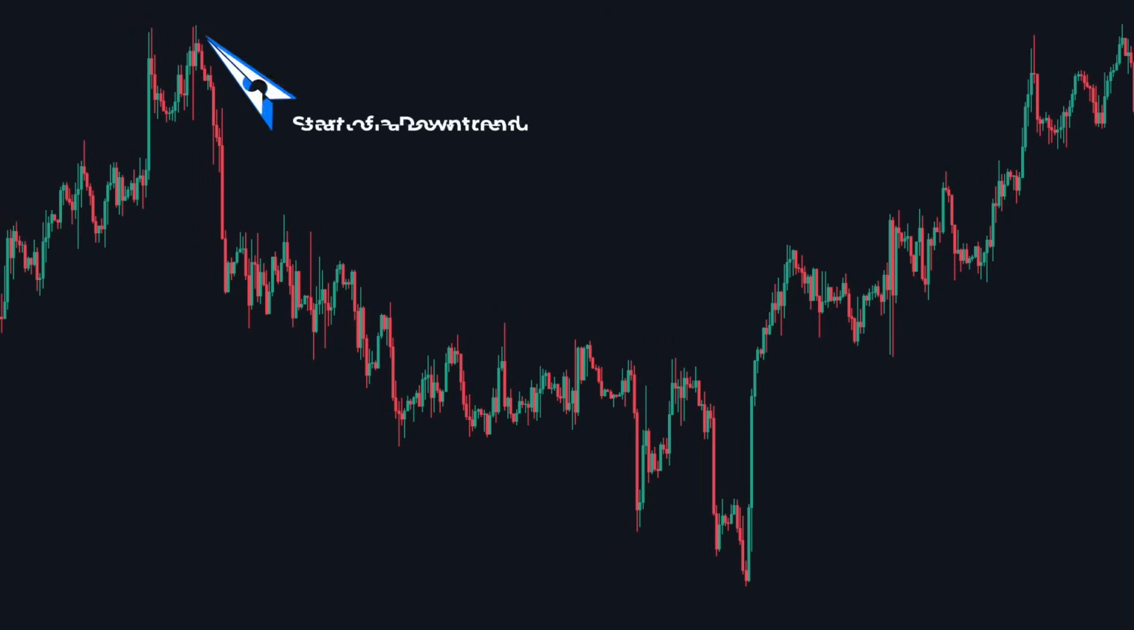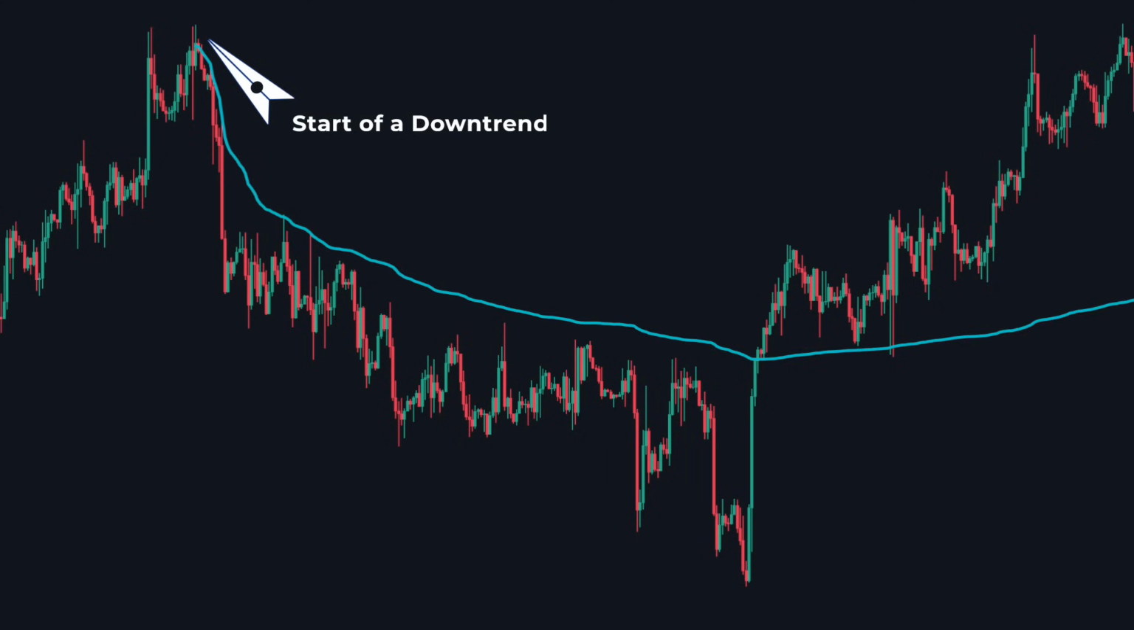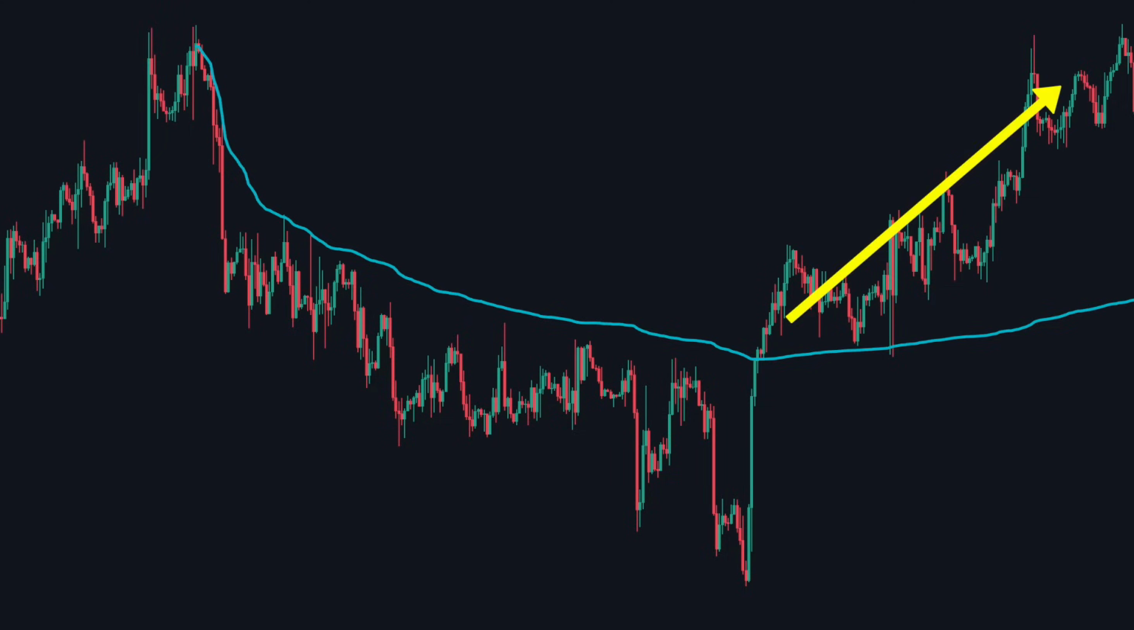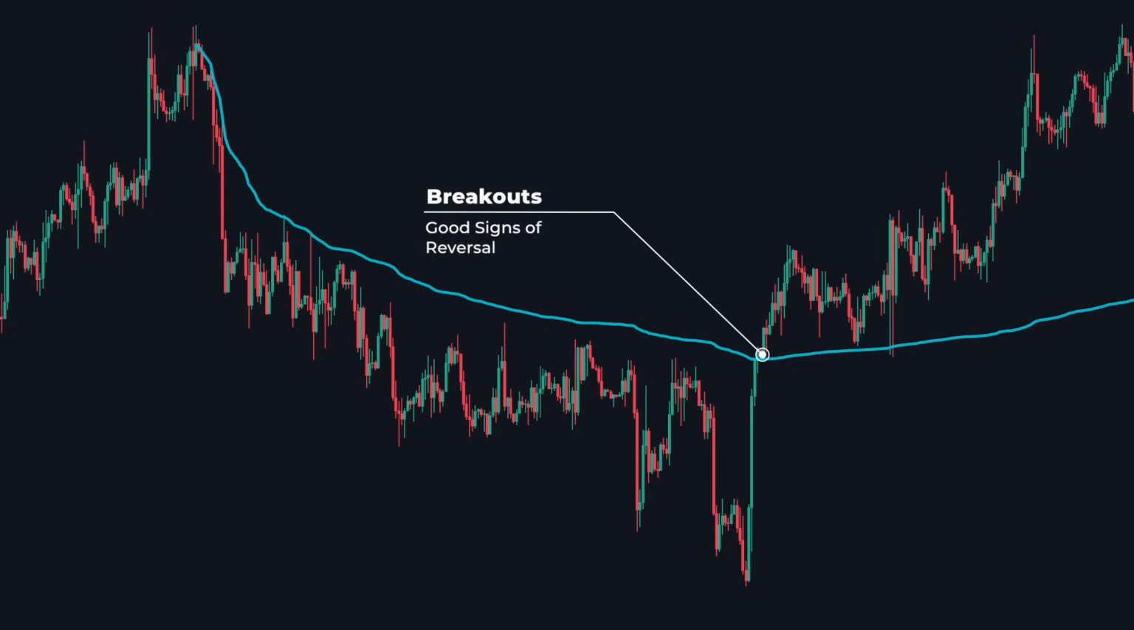Here, we saw a downtrend start from this candle, so we plot the anchored VWAP from this candle onwards. The price stays below the VWAP for a long time before breaking above. This was the first sign that the price may have lost momentum, and it may move upwards. As you can see, a powerful uptrend follows. So, breakouts of anchored VWAPs are also good signs of reversal.